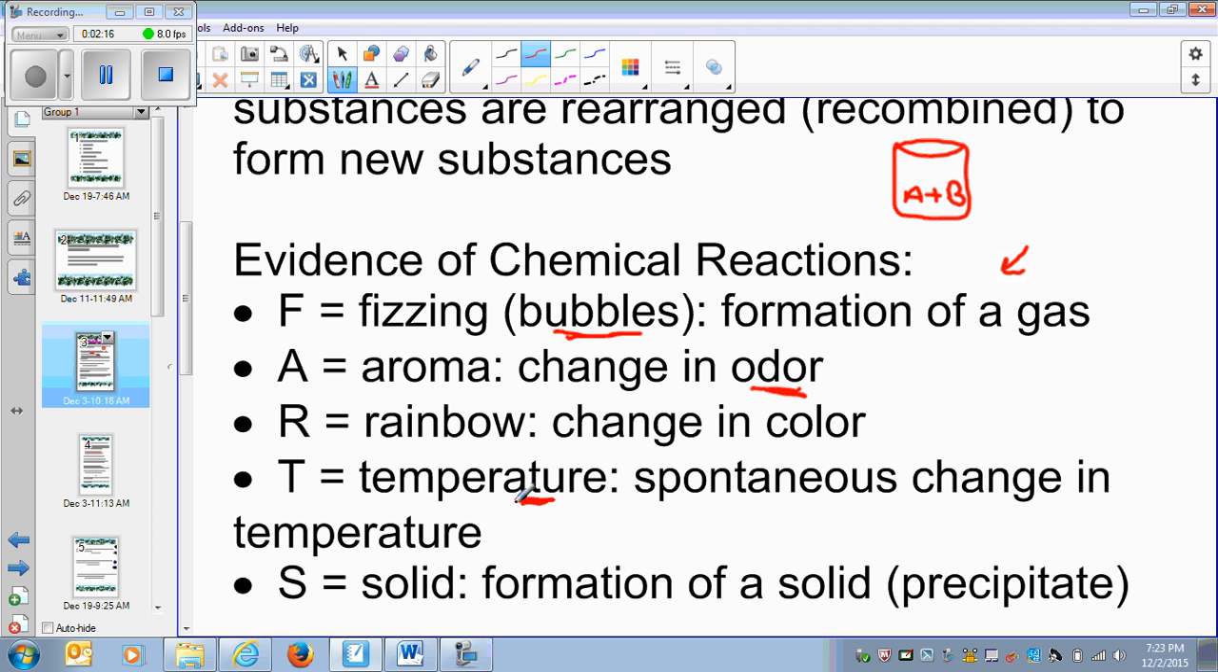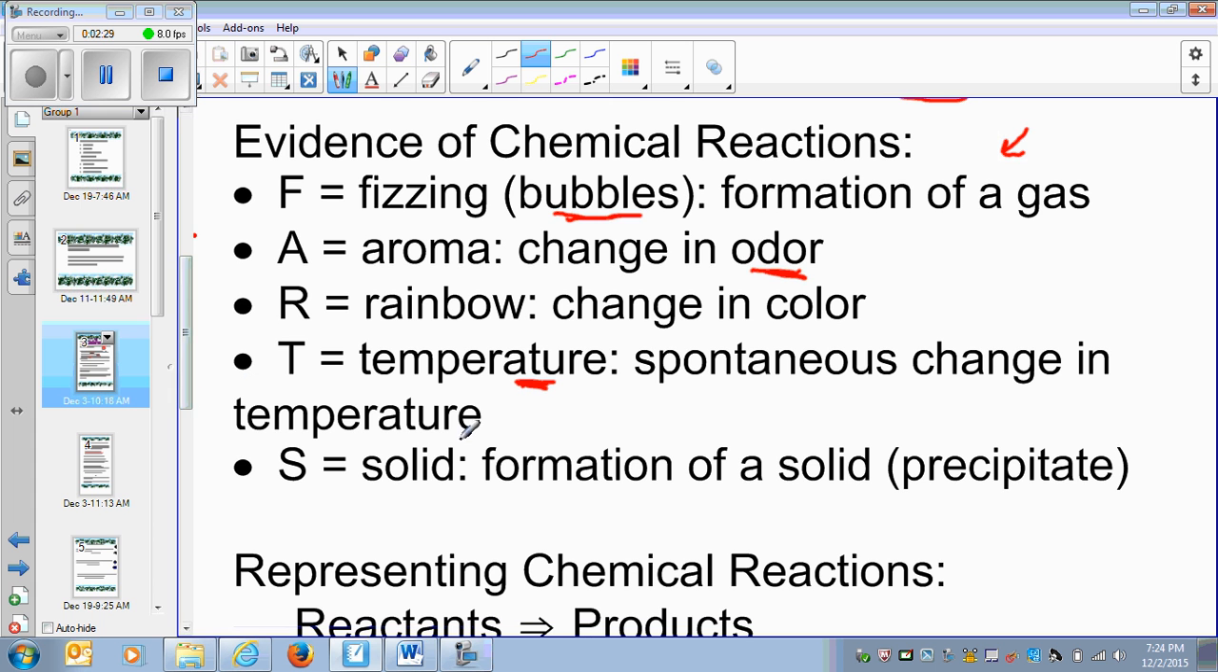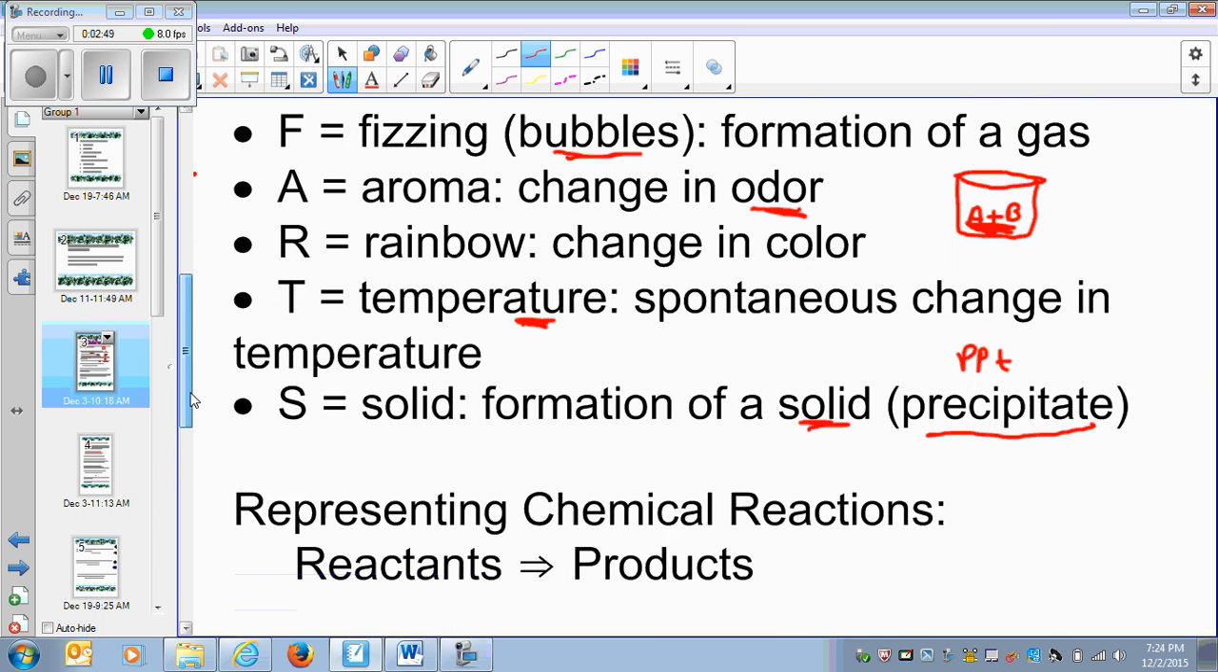If you see a temperature change, we have done chemical reactions where we put things together and we feel it warm, or we feel it cold, so there has been a temperature change. That is evidence of a chemical reaction. Or if you mix two clear liquids together, liquid A plus liquid B, and you see formation of a thick solid, we call them precipitates or PPT. So if you see a formation of PPT, that is evidence of a chemical reaction.